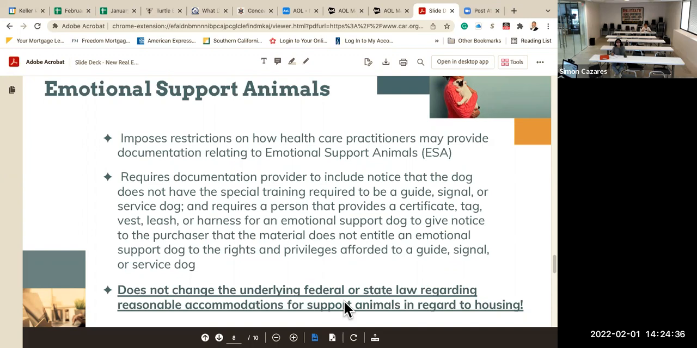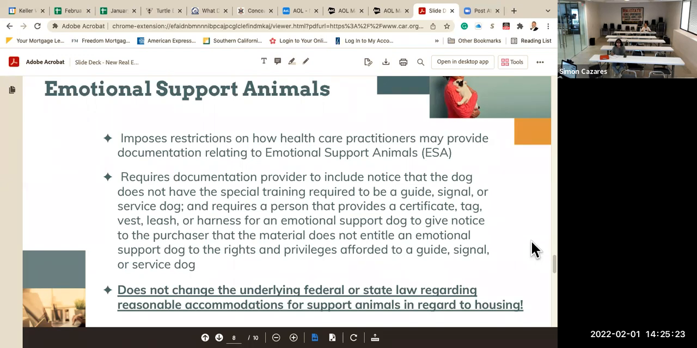And it's not just federal, it also includes the state statute as well. So it goes down and it says it does not change the underlying federal and state law regarding reasonable accommodations for support animals in regard to housing. So again, I have to caution you, be very careful if a client that has a multi-unit is asking for a tenant and how they approach that. If you do not know the difference between an emotional support animal and a service animal, do not come to conclusions. Please reach out to the appropriate individual that can help you in understanding the differences. And ultimately, it is the decision of the landlord or the owner to allow.